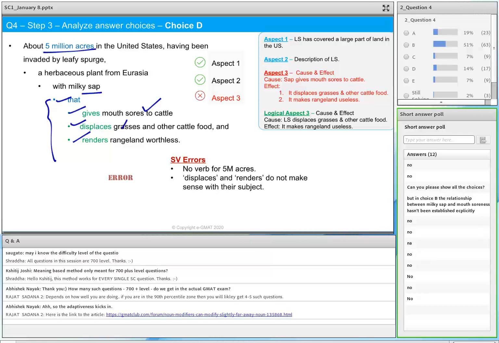No way. It's the leafy spurge that does so. It's not that milky sap comes oozing out of leafy spurge and then kills all the grass and displaces it. Displace means there has to be something in place of those grasses, right? So yeah, it doesn't make sense. And it is the milky sap that makes the grazing grounds useless? Most definitely not. It is the displacement of the grasses that makes the grazing grounds useless. Okay, so choice D is not even grammatical because we have this missing verb over here, and this list looks nice, clean and neat, but definitely makes no sense.